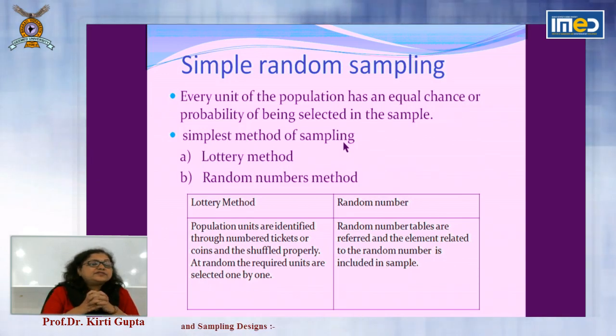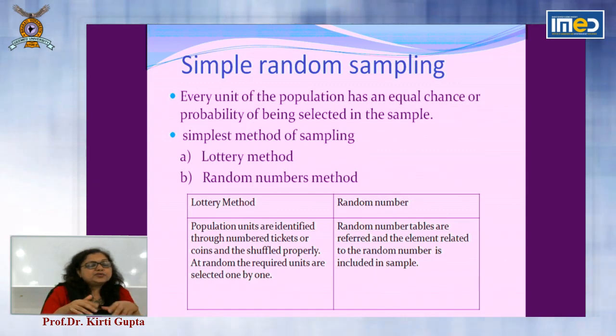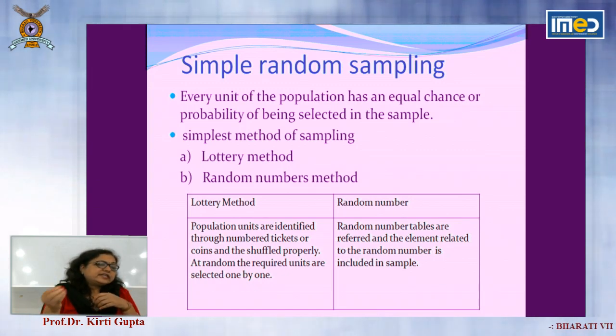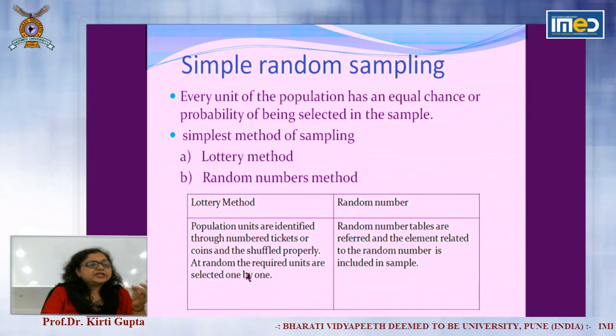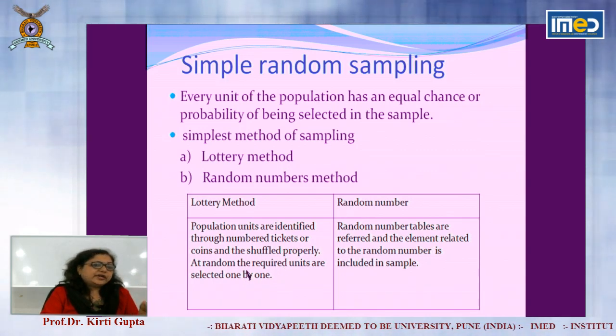One example, as we are always talking, is suppose you have a class of 60 students and I want to select any 10 out of them. If I have to select 10 out of 60, what is the choice available before me? I can take the names of all the 60 students, write them on a chit, put them in a box, shake it up, and choose any 10 at random. This is nothing but the lottery method. So population units are identified, numbered tickets or coins are shuffled properly, and you select the required number.